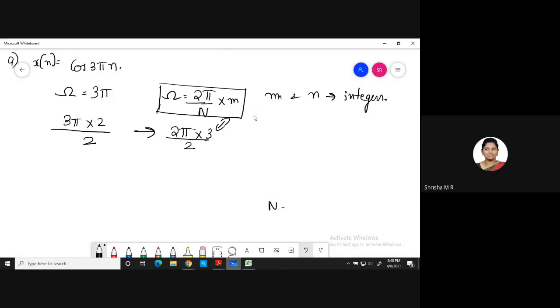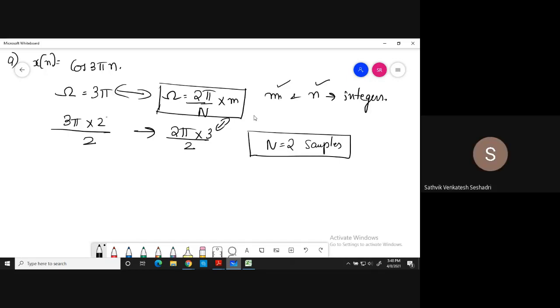Is it clear, students? Ma'am, is there any significance of m? No, that is just to get your fundamental period. We use this. So m might be anything, but it should be an integer. M and n should be integers. You have to get your omega in this form. You can play around with that.